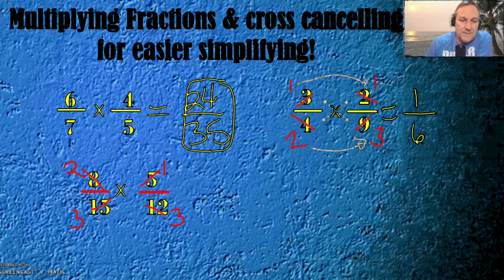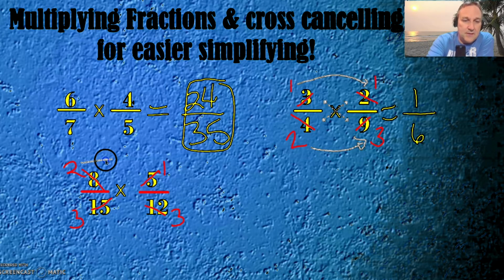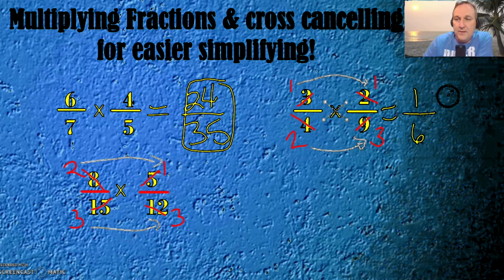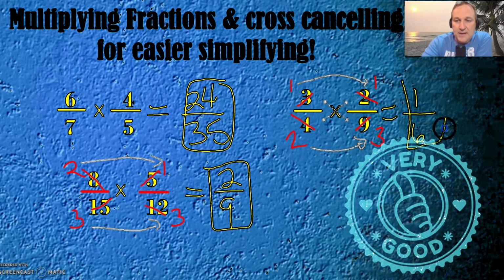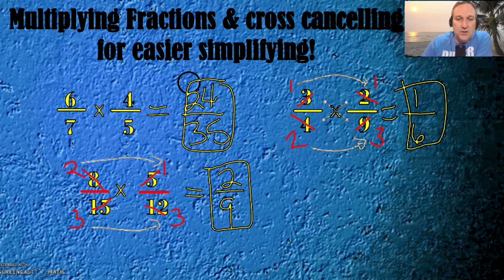And then all I have to do is multiply across. Then I take 2 times 1 and 3 times 3. And we're pretty much there. 2 times 1 is 2, and 3 times 3 is 9, so we get 2/9 there. Back here we had 1/6. That's pretty much all there is to it when it comes to multiplying fractions.